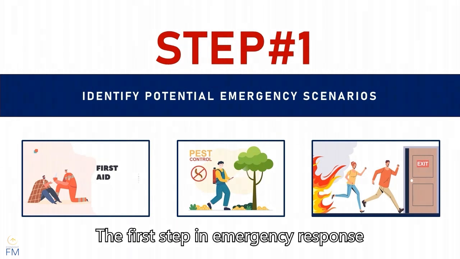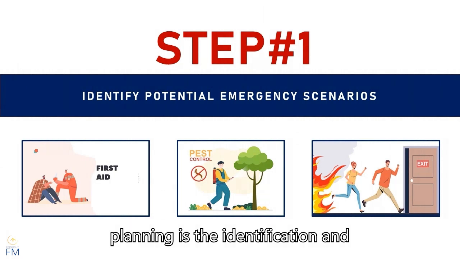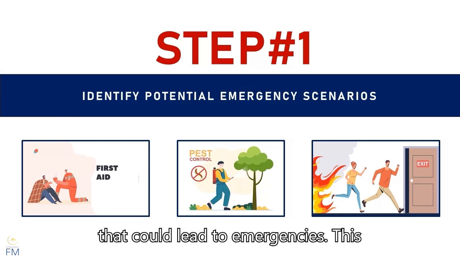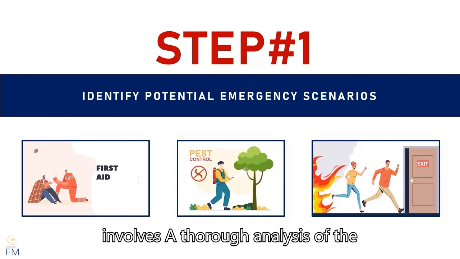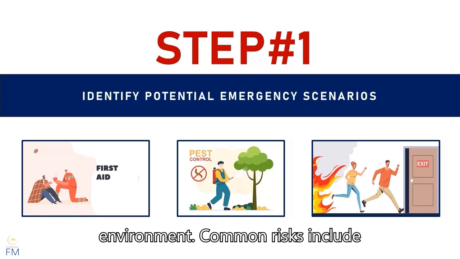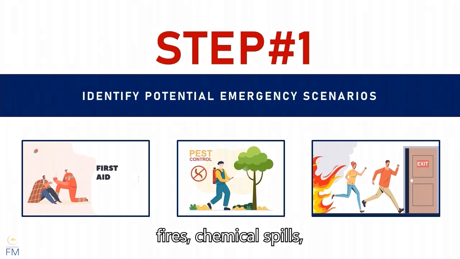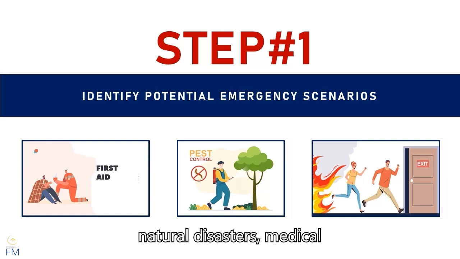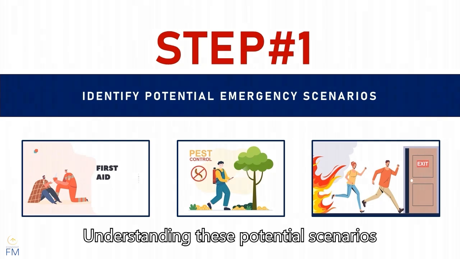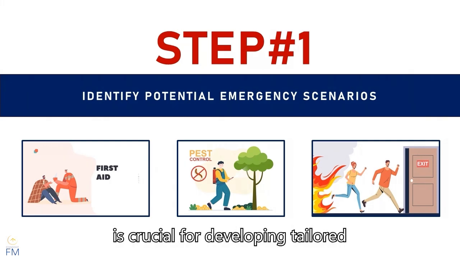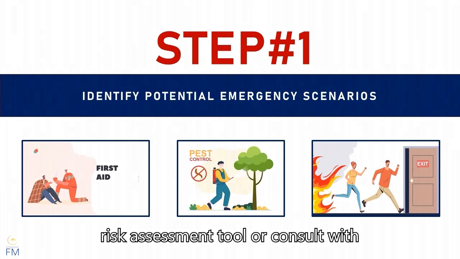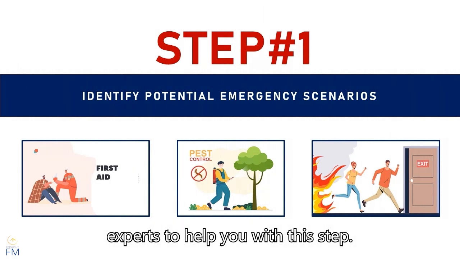The first step in emergency response planning is the identification and assessment of potential risks and hazards that could lead to emergencies. This involves a thorough analysis of the facility's operations, infrastructure, and surrounding environment. Common risks include fires, chemical spills, natural disasters, medical emergencies, and security incidents. Understanding these potential scenarios is crucial for developing tailored response strategies. You can use a risk assessment tool or consult with experts to help you with this step.